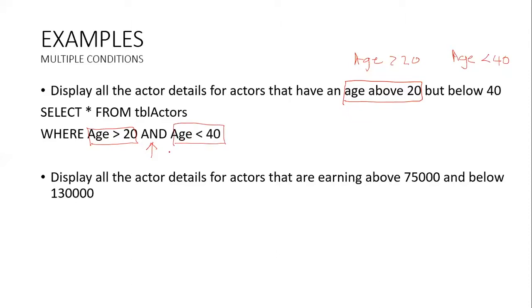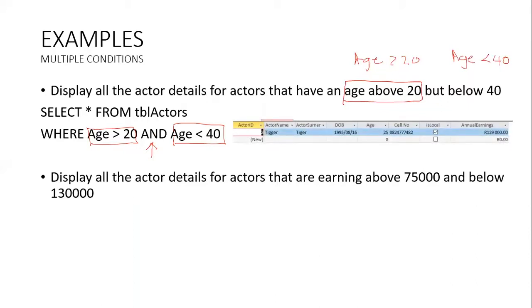Make sure you fully understand how to use AND and OR. That will be explained in another video. But in this case, I want both conditions to be true. In other words, age greater than 20 and age less than 40 for it to be within the specified range that we are looking for. And in this case, we've only got one actor in that range, who is Tigger, who has the age of 25 years.